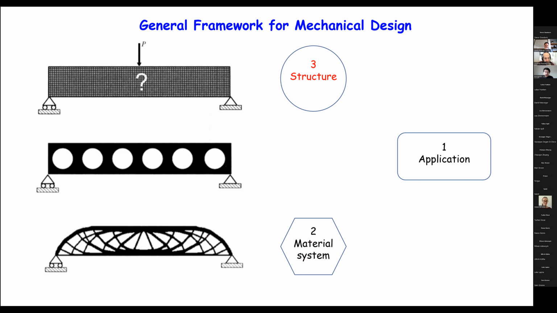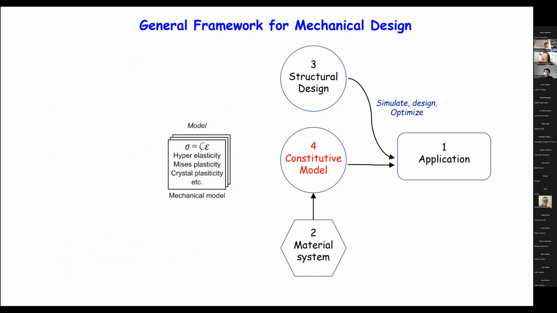And once we have our shape, topology and material system at hand, we will need something that links our material system and our structures. This link is called a constitutive model in our field. It is a model that serves as a key that describes how the materials would deform, and it integrates the material models into the overall engineering design.